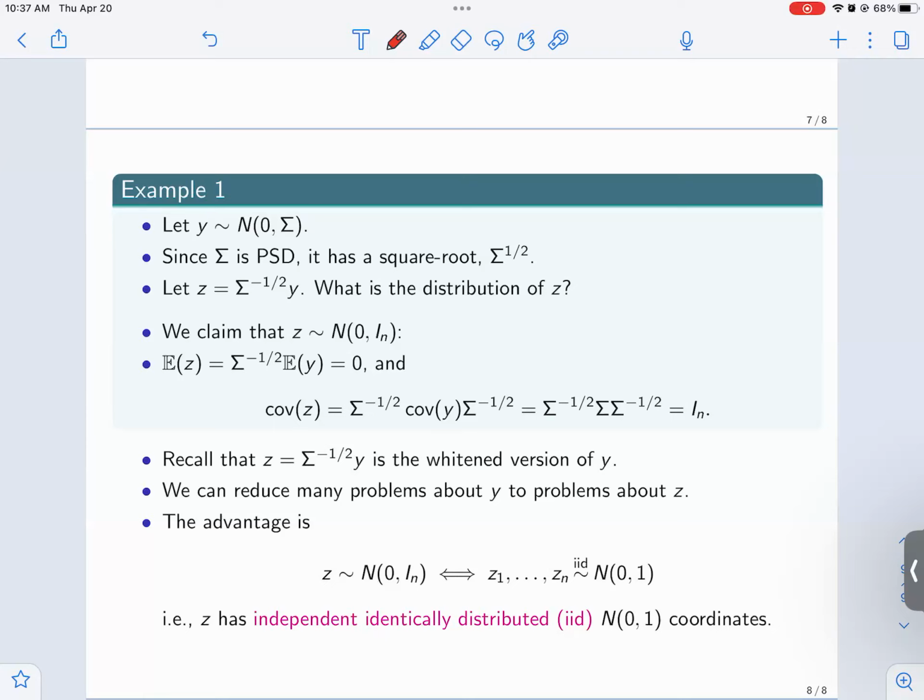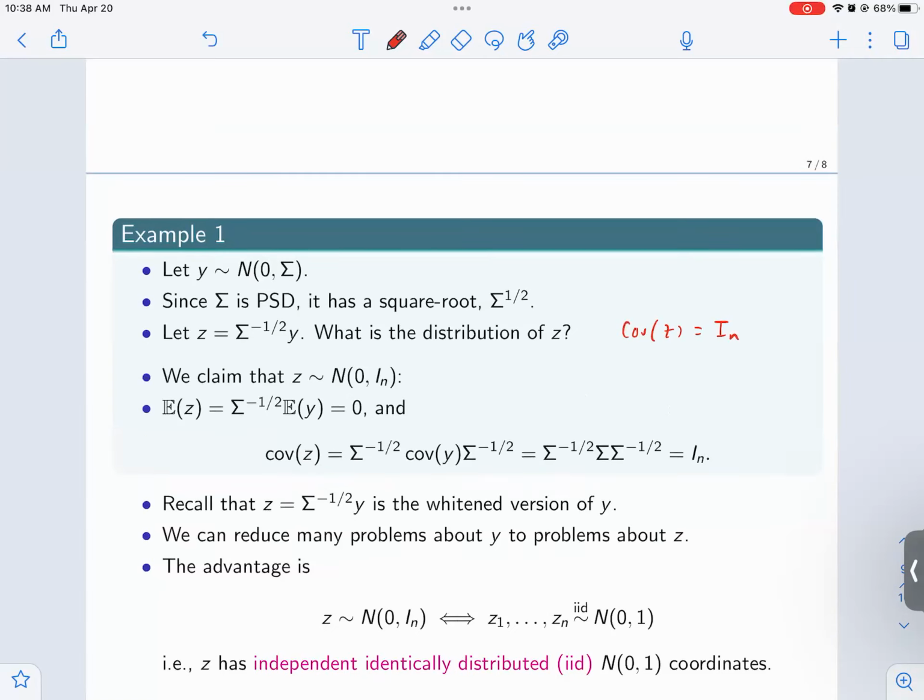So if I have Y, which is normal with mean 0 and covariance sigma, which is positive semi-definite, here's the square root, and we saw in the first slide in the lecture that this would do whitening. So if I do this operation, Z will have covariance which is identity. Now we also know that because this is a linear transformation, we will also have a Gaussian distribution.